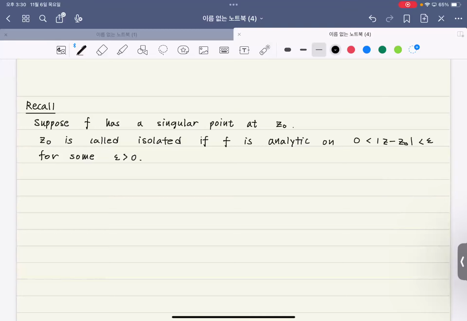Well, the first one is non-isolated singularity. We are not interested in that type of singularity. So what we're going to discuss for today is the so-called isolated singularity. That means if your singularity is isolated, then you must be able to find some neighborhood around the point so that that point is the only singularity in the neighborhood.